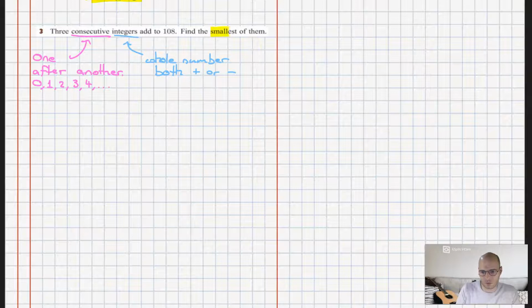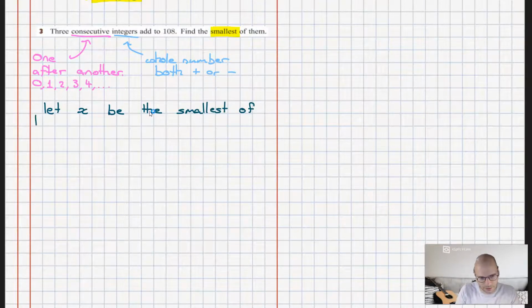So I've got the smallest. So what we want to do is define an unknown being the smallest of 3 consecutive integers. So we'll say let x be the smallest of 3 consecutive integers, like so. Now it's time to try and construct a mathematical model.